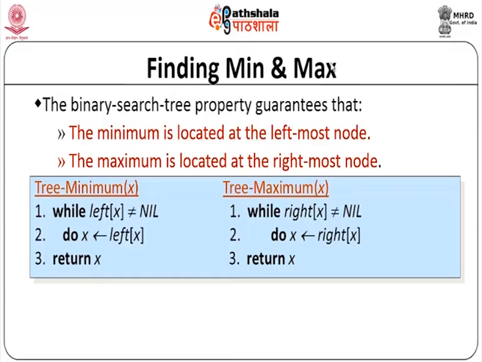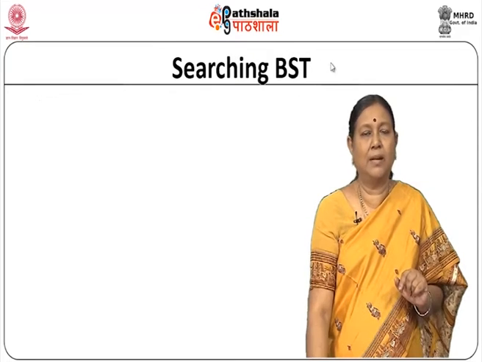So, x is the root of the tree. While left of x is not null, you keep traversing to the left, and you return that node x. It will come out of the loop when x has no left subtree. So, that particular x is your minimum. Similarly, for maximum, while right of x is not equal to null, you keep traversing. When you come out of the loop, that x will be your rightmost node, that means it does not have a right pointer. So, that is the maximum node. This is the simple algorithm for tree minimum and tree maximum.